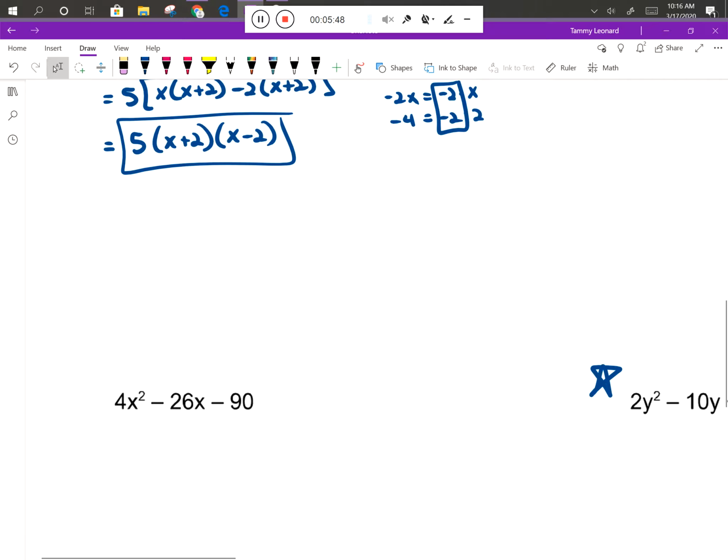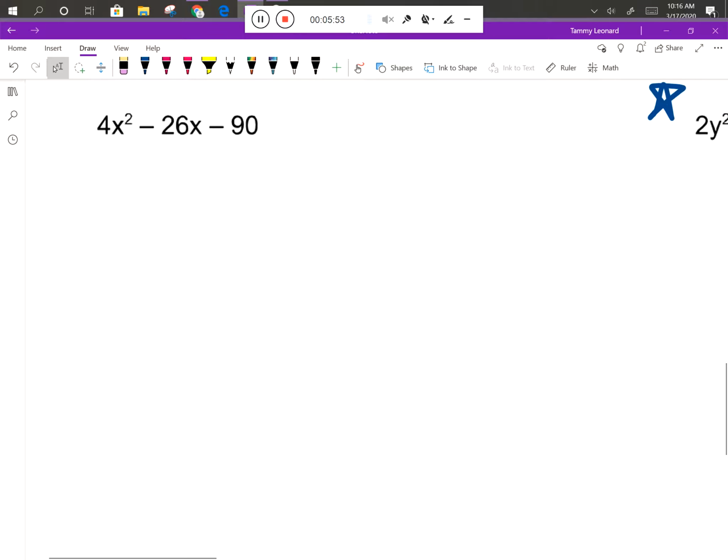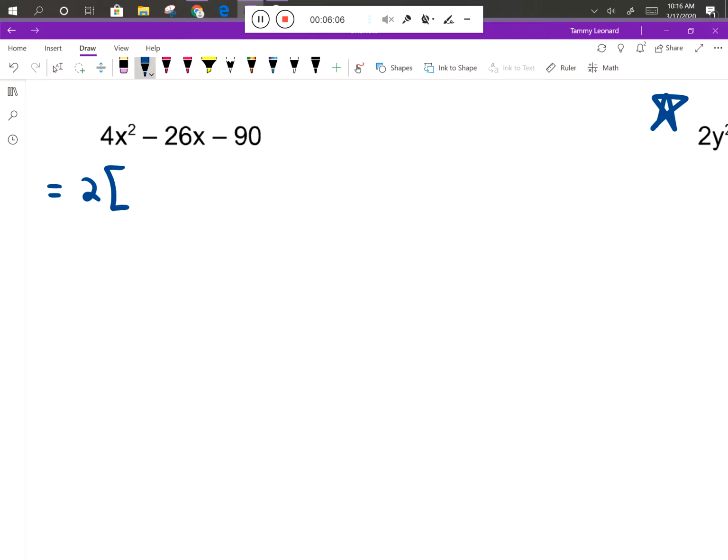Let's try this one. So we've got 4x squared minus 26x minus 90. And at first glance, you might feel a little intimidated by the size of those numbers. But I hope you notice that those are all even numbers. So it looks like we could start by factoring out a GCF of 2. If I divide each term by 2, what goes inside the big brackets is 2x squared minus 13x minus 45. Those numbers are still pretty big, but not quite as big as they were at the beginning. And the smaller they can be, the more manageable the problem feels.